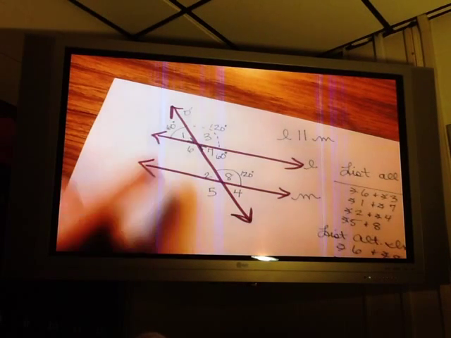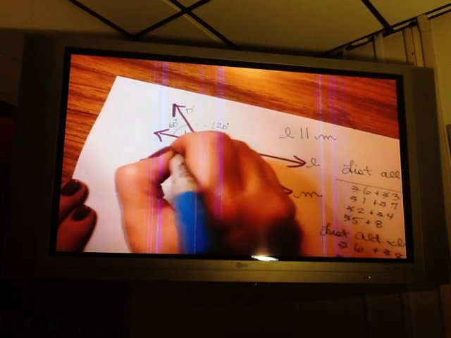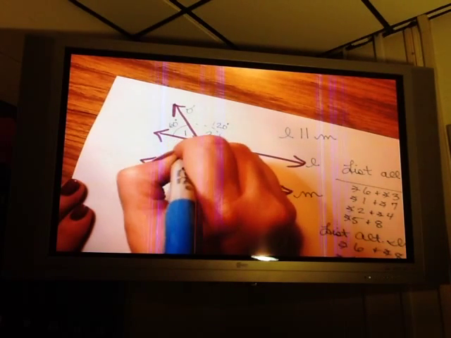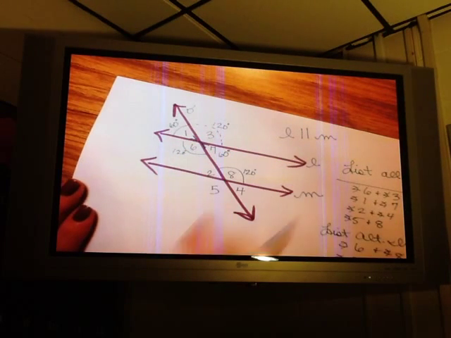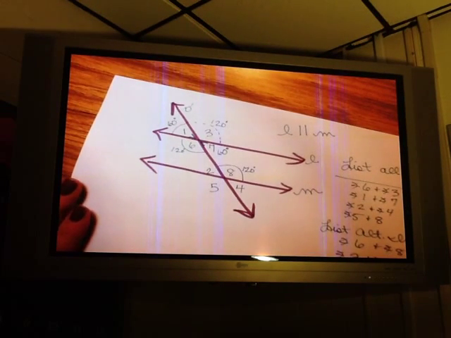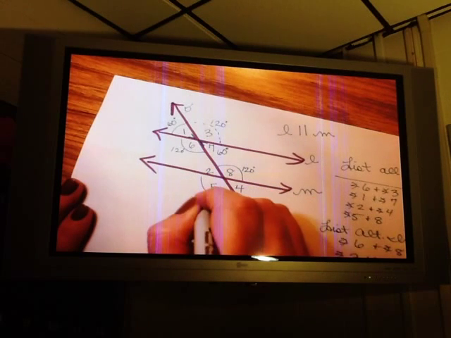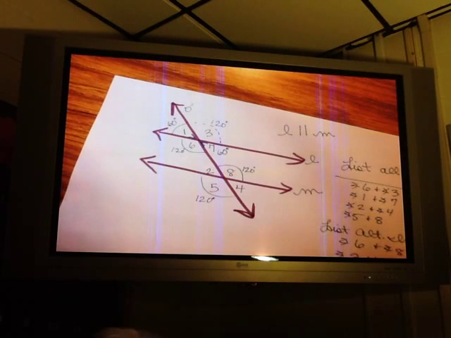What would 6 be? 120. Why? Because it's vertical. Yes, it's vertical to 3, so that's why I knew that. I know that 5 also has to be 120 because it's what? It's vertical.